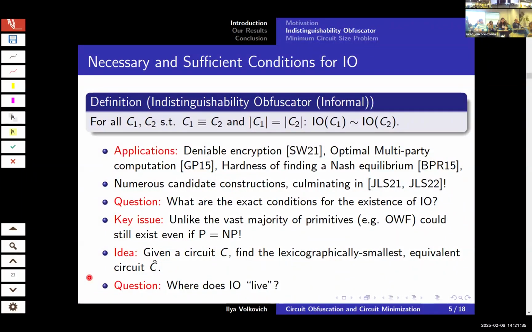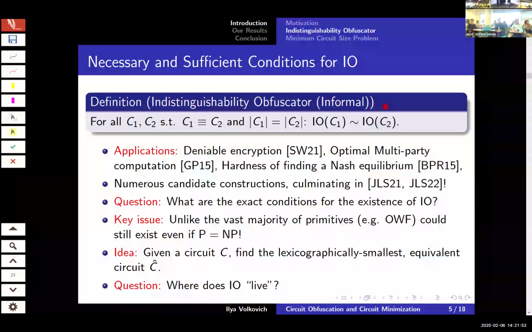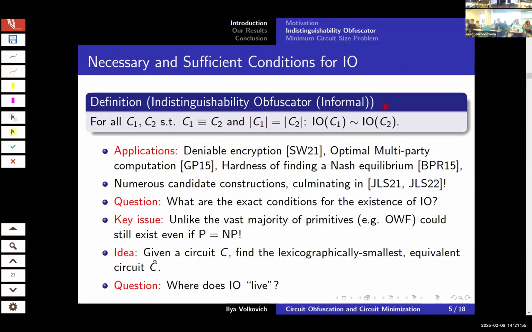But you didn't say in your definition that it has to be the same function. No, they have to, one second. C1 and C2 compute the same function, so IO of C1 should be the same thing. Yes, I'm deliberately being informal here, and I'll be more formal in a few slides. That's a very good question. You can just have a functional output, except it wouldn't work for other reasons. You can't get deniable encryption with that, but you can get other things.